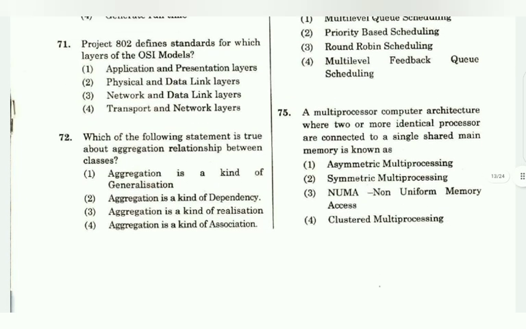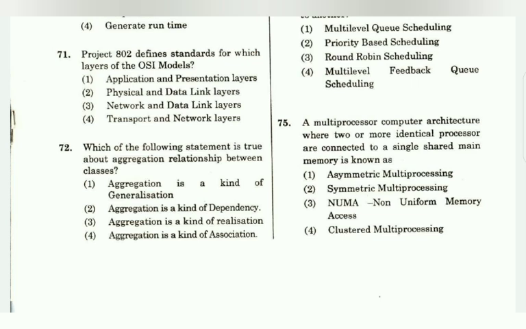Next, 75. A multiprocessor computer architecture where two or more identical processors are connected to a shared main memory is known as symmetric multiprocessing. Symmetric multiprocessing means multiple identical processors share the same memory and OS, improving the performance. This means all processors have equal access to memory and resources. So option 2 is the correct answer.